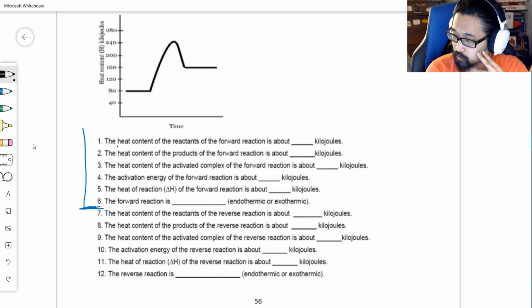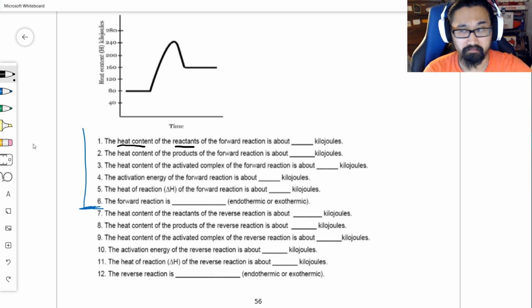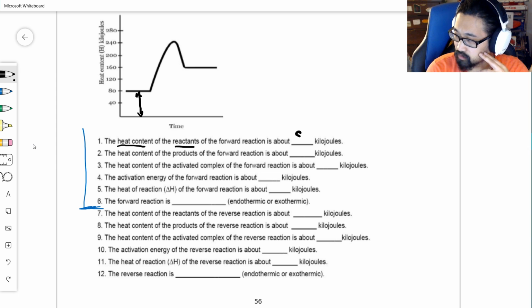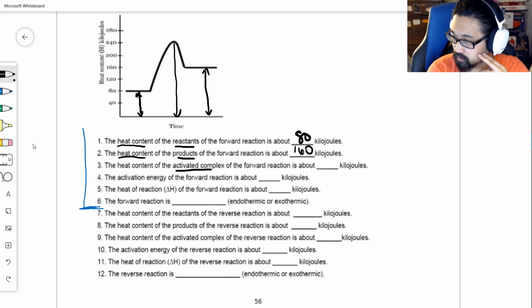First, question number 1, the heat content for the reactants. The heat content of the reactants is this space here, so it's 80. The heat content for the products, well, that's this space here, so that'll be 160. And then the activated complex is the very top of the hill, that's here, that'll be 240. Hopefully that was straightforward enough.